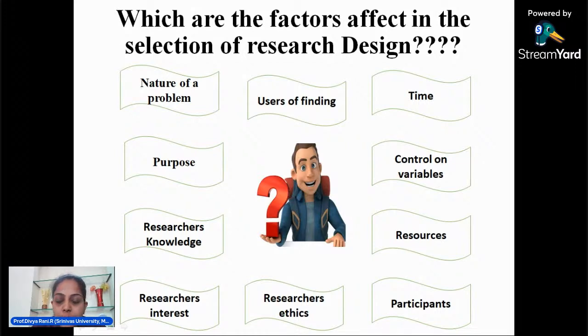We all know that, for example, when you are doing research on a respondent, you take consent, isn't it? Or you select a problem in such a way that it doesn't hurt another individual, it doesn't create any harm to the human being. So you have to see all these areas, then you have to select the research design.